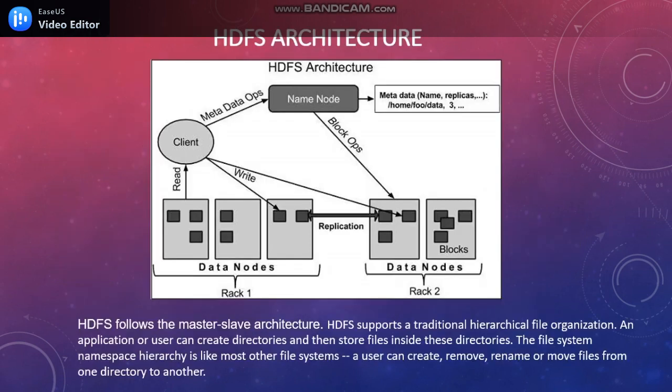Then this is the basic structure or basic architecture of HDFS. You can see there is a name node at the center and data nodes below them. As seen in the figure, HDFS follows a master slave architecture, and it also supports a traditional hierarchical file organization. It means the user, as we do in our systems, can create, remove, rename or move files from one directory to another.